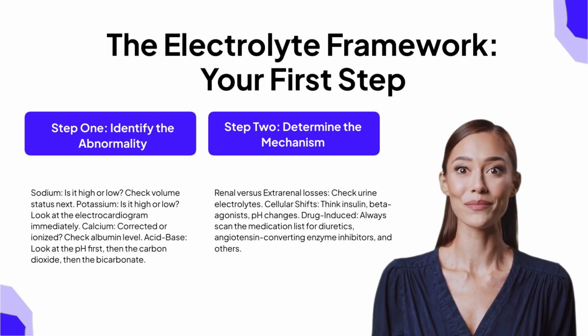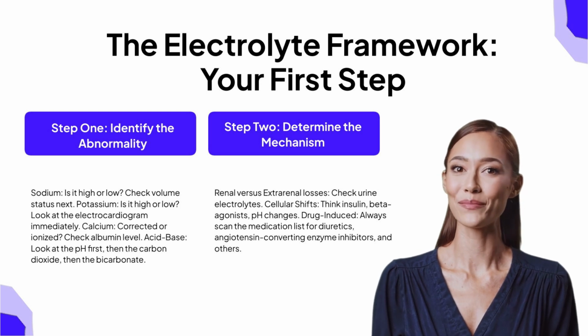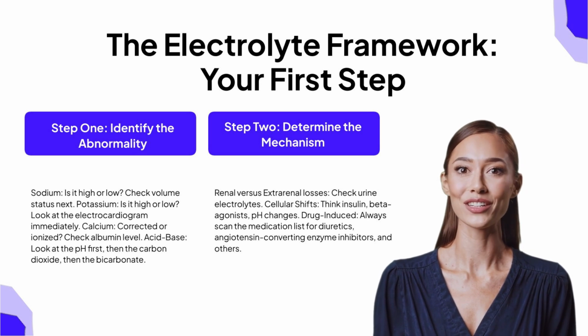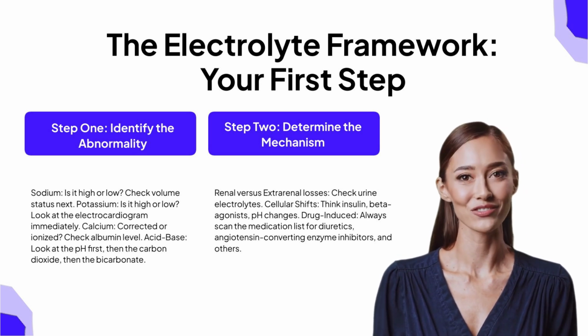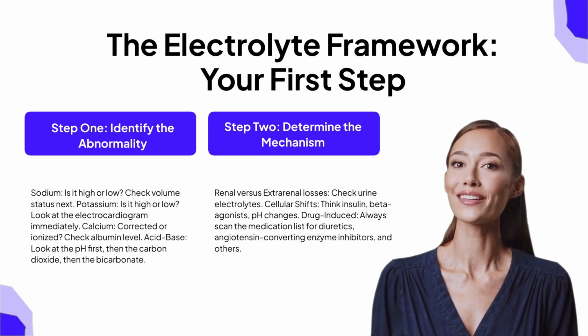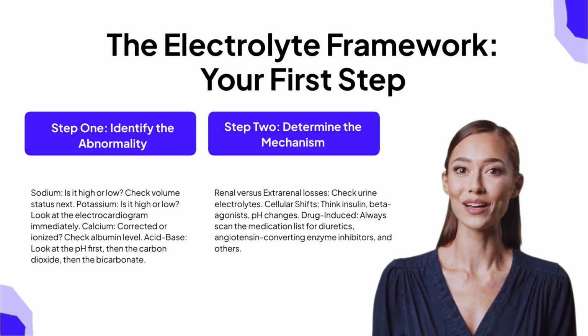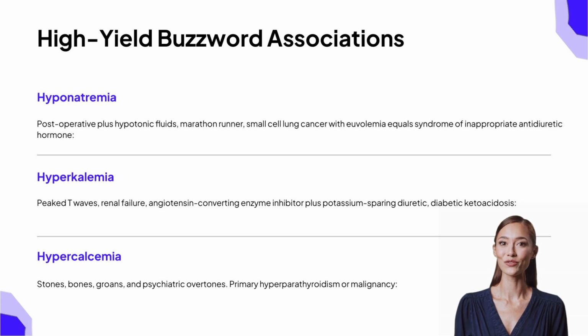Step 2. Determine the mechanism. Check urine electrolytes to distinguish renal from extrarenal losses. Think about cellular shifts from insulin or pH changes, and always scan the medication list, because drugs cause many electrolyte problems. Now let us talk buzzwords. These are your keys to quick recognition on test day.